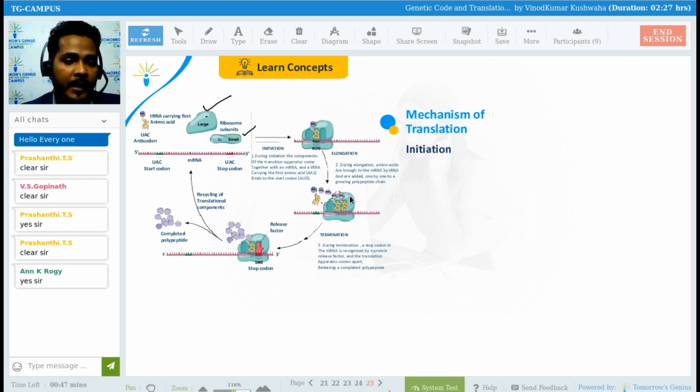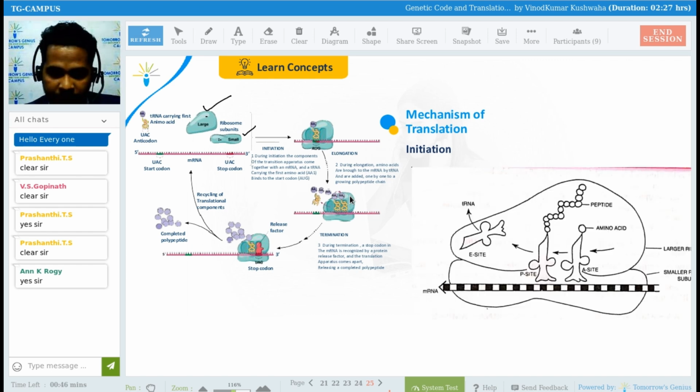The attachment is in such a way that the initiation codon of mRNA comes to lie at the P site. Now where is the P site, the A site? That is important. So let me tell you what the P site and A site are. So here in this diagram, is this visible to you?